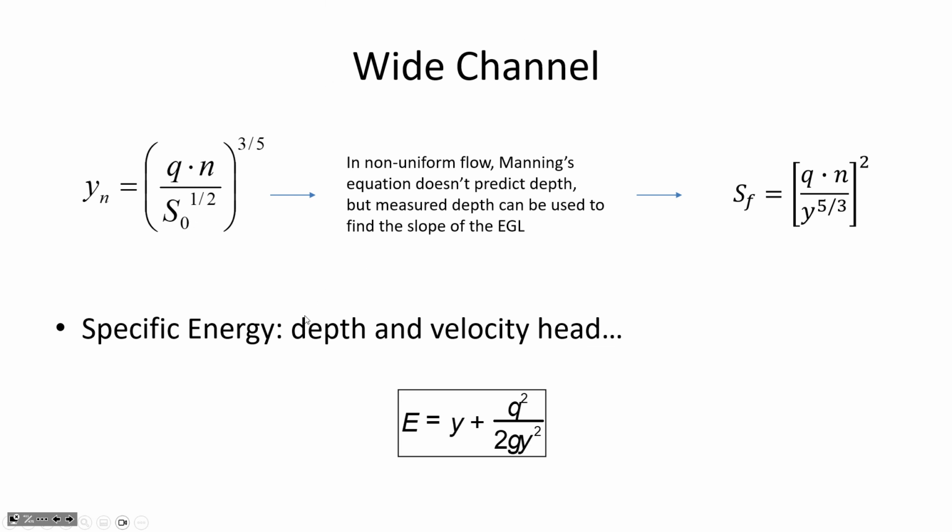And then remember, our definition of specific energy is simply depth plus some expression of velocity head, whether it's v squared divided by 2g, q squared divided by 2gA squared, or the velocity head in terms of flow per unit width.